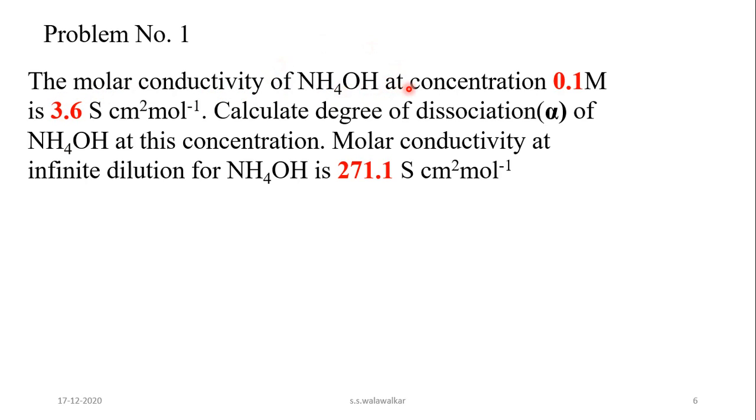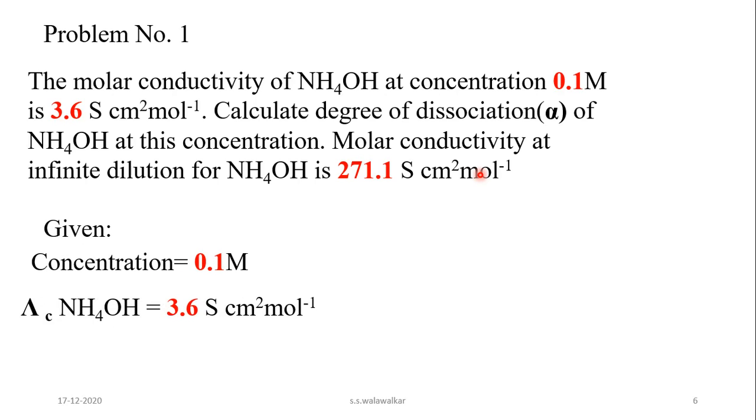So see here, problem number 1 on this relation. The molar conductivity of NH4OH, a weak electrolyte, at concentration 0.1 molar is 3.6 Siemens centimeter square mole inverse. Calculate degree of dissociation, alpha, of NH4OH at this concentration, that is at 0.1 molar concentration. Molar conductivity at infinite dilution for NH4OH is 271.1 Siemens centimeter square mole inverse. So very simple problem. What is given? Concentration is given to you, and that is 0.1.